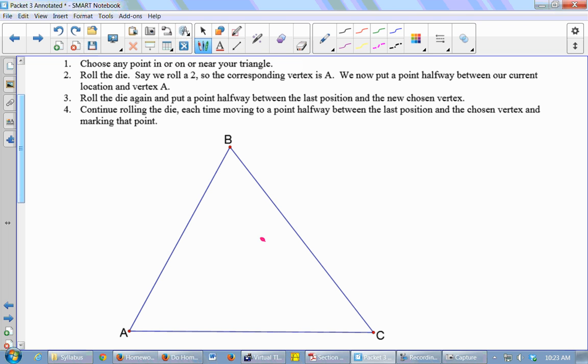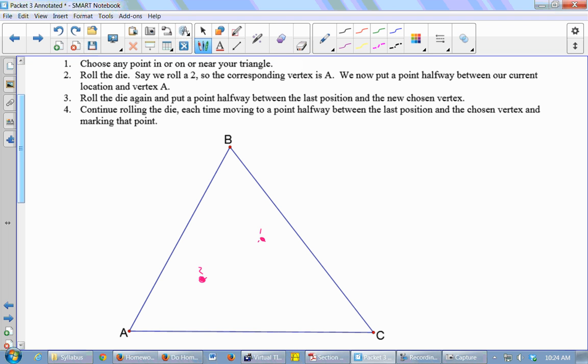Then you roll the die, and let's say we roll a 2. That corresponds to vertex A. So you now put a point exactly halfway between the point you just put down and vertex A. So you picture an imaginary line, a straight line connecting your point to vertex A. Put a point right on the midpoint there. And then pretend you didn't draw that line. That was imaginary. So this was point 1. This is point 2.